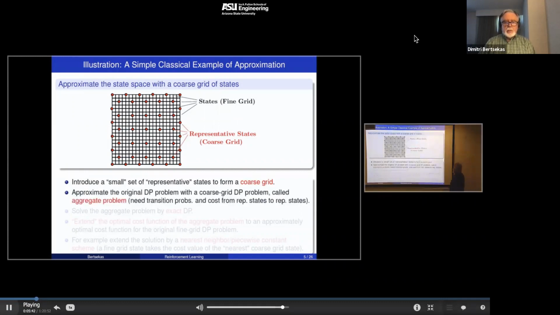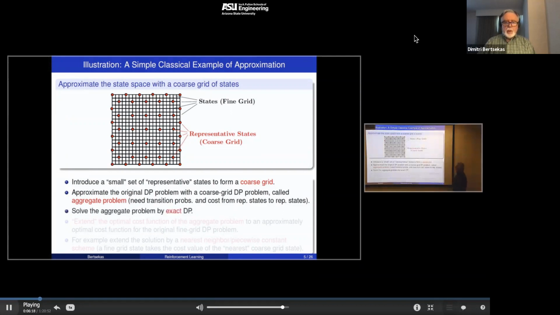So now the idea here is to approximate the original dynamic programming with a coarse grid dynamic programming problem, whose states are these fewer red dots. To do this, we have to form an aggregate problem, and for this we need transition probabilities from red states to red states. How do we move under the influence of control? In order to define an aggregate problem, we need to define transition probabilities, and we need to define also the cost of transition from red states to red states.